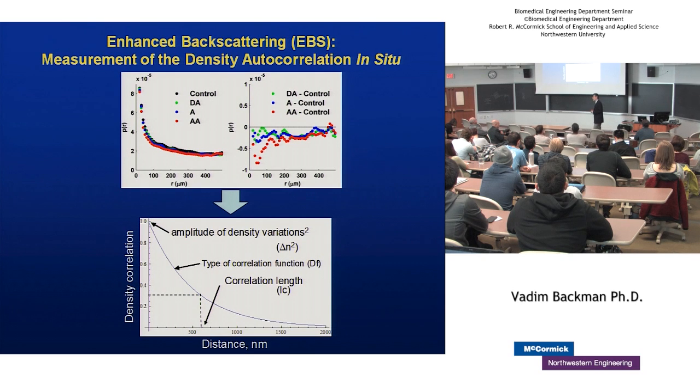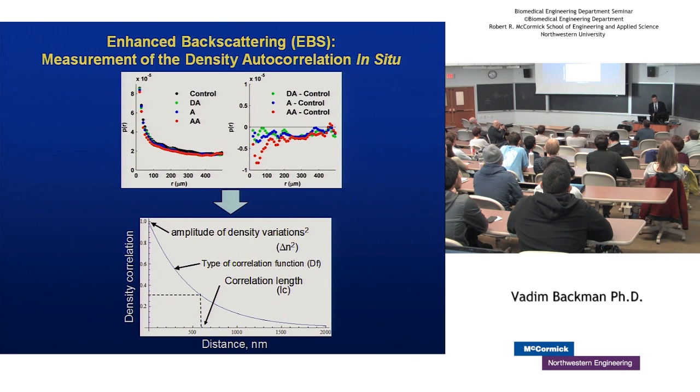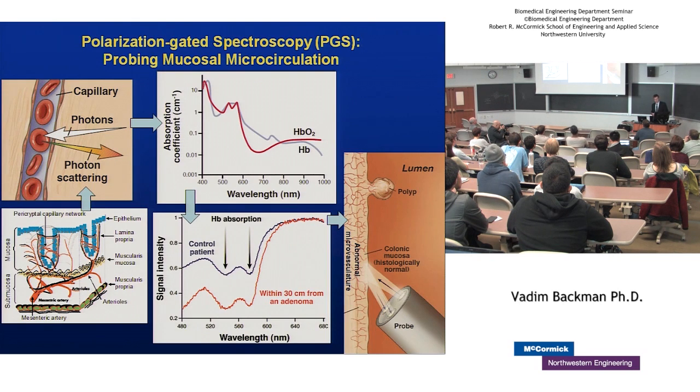For some practical applications, you don't necessarily want to poke individual cells. You want to provide diagnostics. And in this case, another technique, enhanced backscattering spectroscopy, EBS, we developed to measure the autocorrelation function of mass density distribution in the entire tissue. So essentially, you get one measurement and you get a snapshot of what happens in the tissue overall. Quite powerful for quick clinical diagnostics.